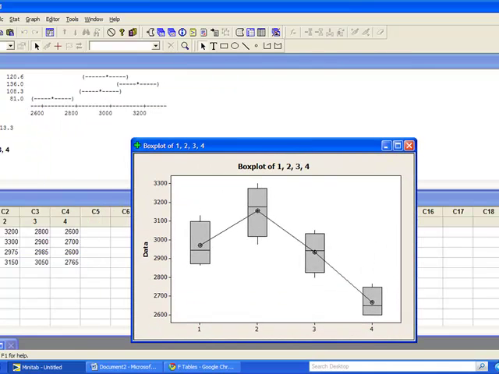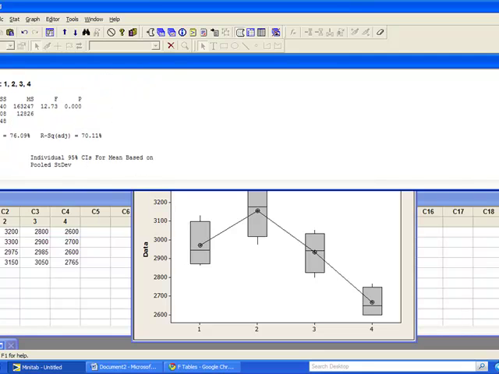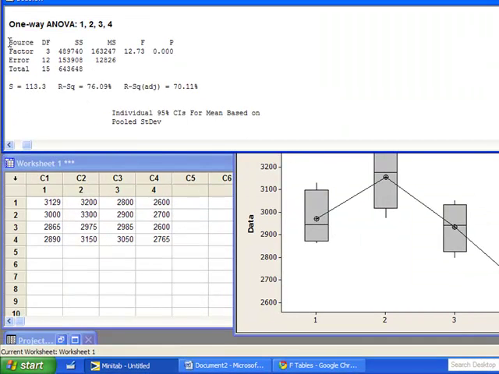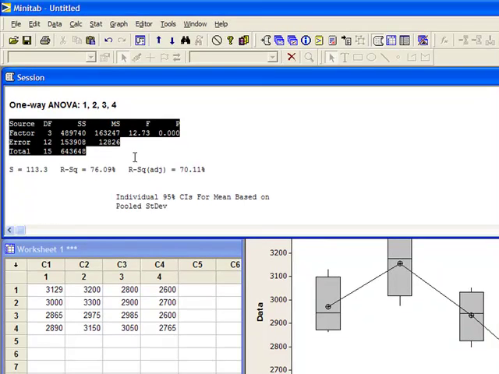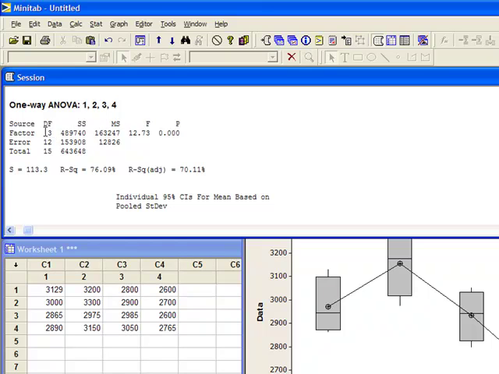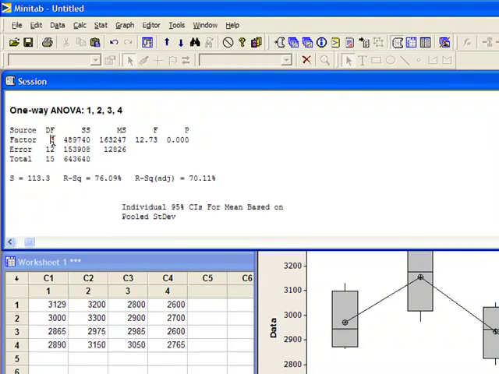And here I have all the results from Minitab. So let's look at these results. We are interested in this table here. We have factor degree of freedom is 3, which is a minus 1, where a is the number of factors, right? We have 4 factors, so the degree of freedom for factor is a minus 1, 4 minus 1, which is 3.